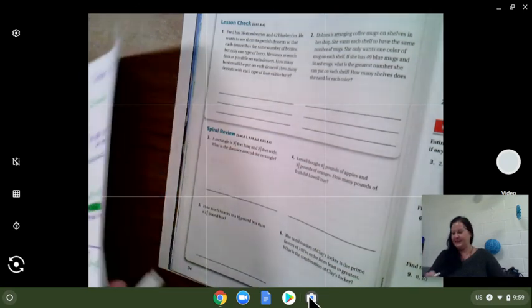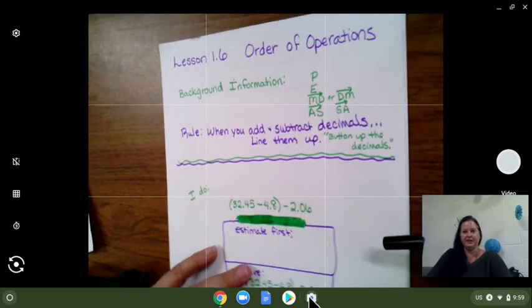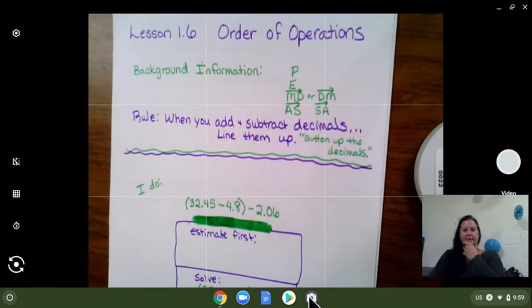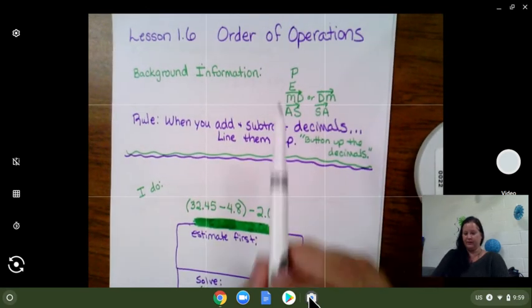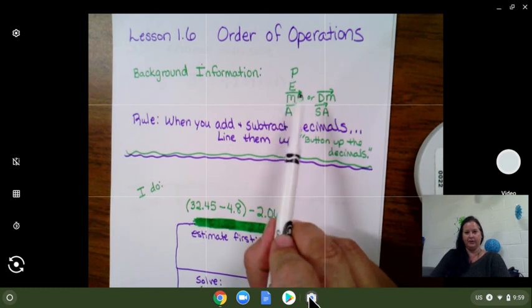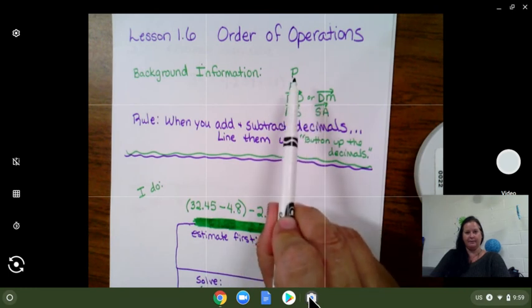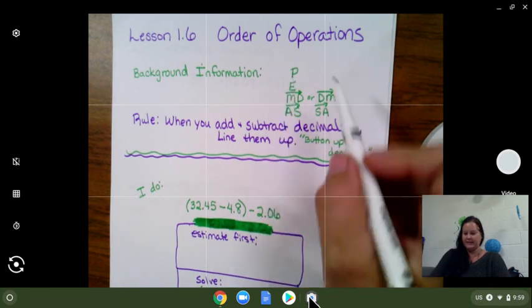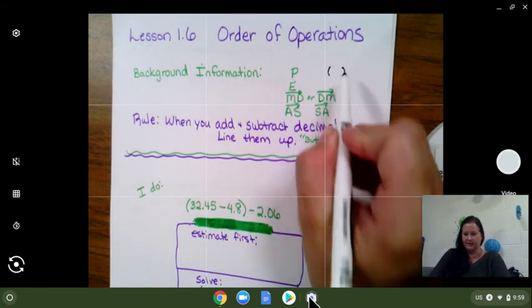So you're going to want to take out your notes. And you're going to want to pause your video here and copy down this first part. In the first part, I give you a reminder of the order of operations. This is PEMDAS, and the P stands for parentheses. Remember, parentheses look like this.